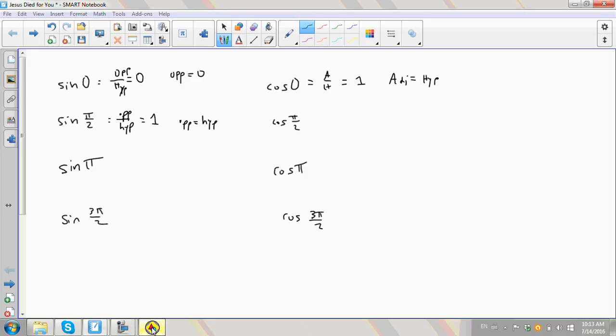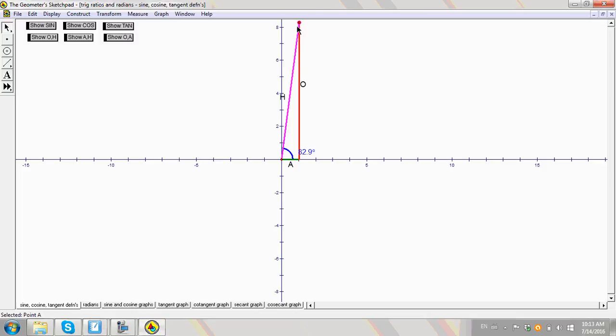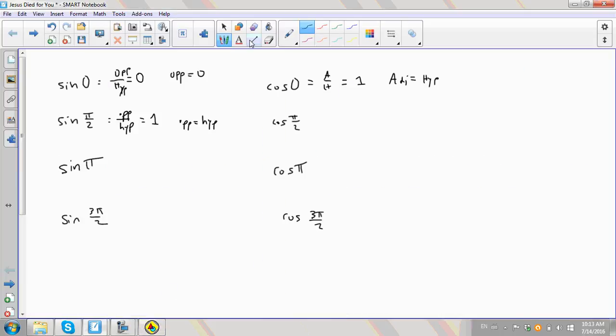And the cosine, well, look what happens to the adjacent side when we get to 90 degrees. The adjacent side equals 0. So the cosine of pi halves is adjacent over hypotenuse, and because adjacent now equals 0, that's going to be 0. So the cosine of pi halves is 0. You don't need to memorize these, folks. They actually make sense. If you see how it makes sense, you can understand it.